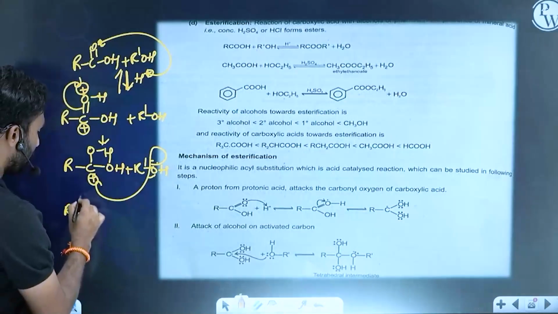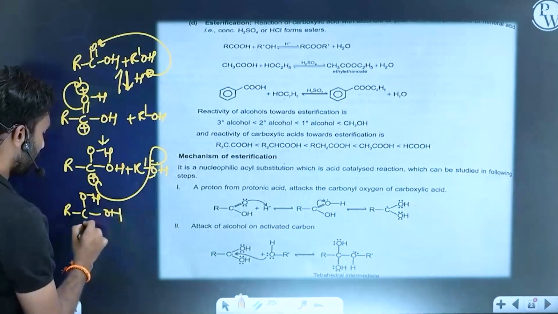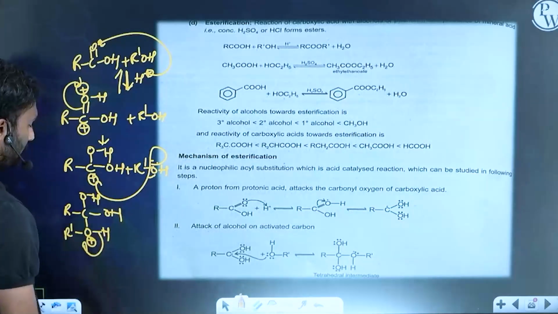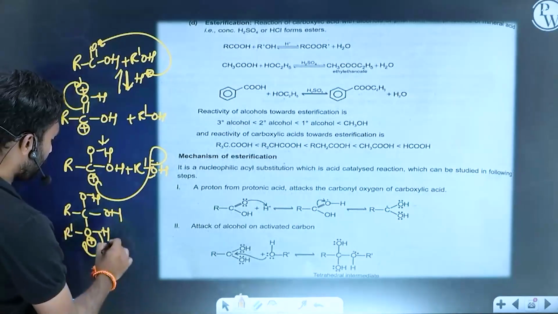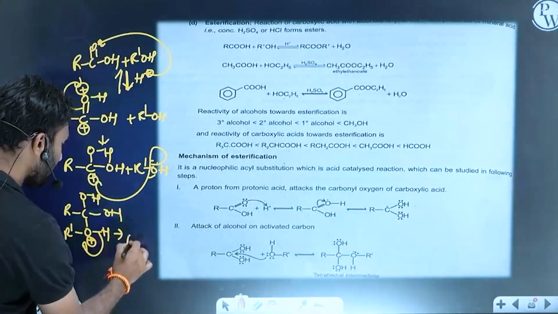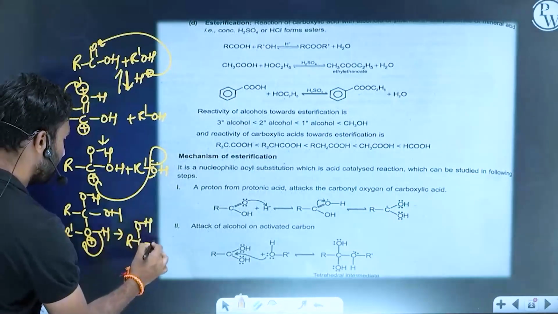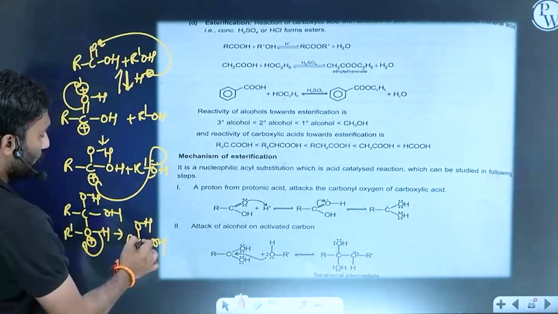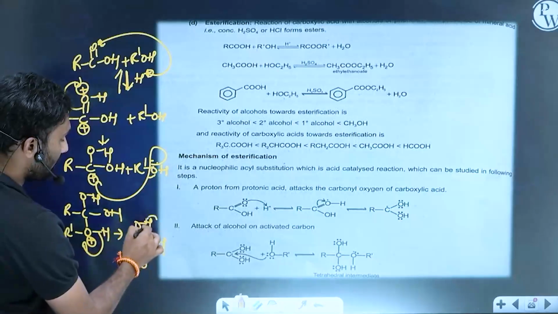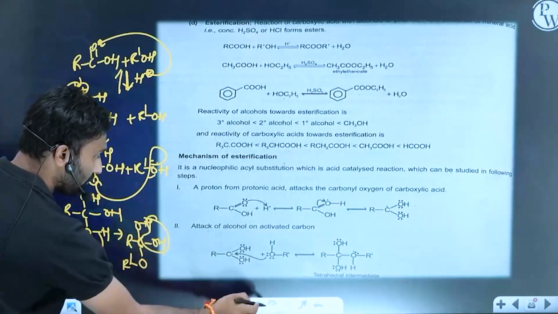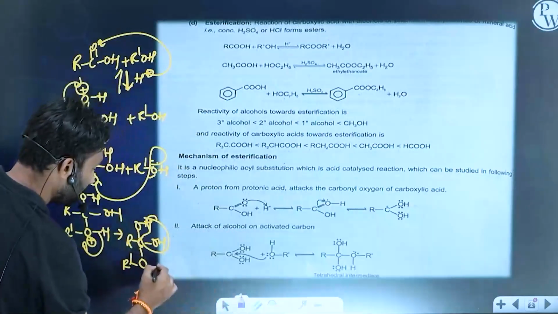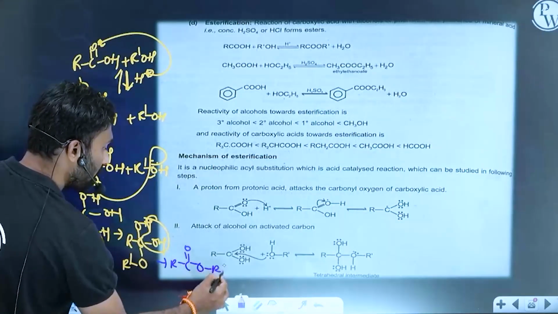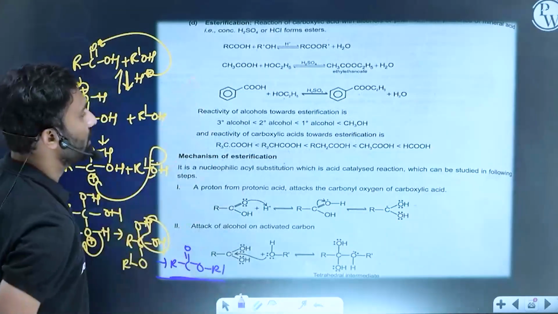Now here C with OH, and here the OH, with positive charge on the oxygen, and R dash. To stabilize this, the hydrogen gives its bond pair of electrons, and we get R C with OH, OH, and OR dash. Two hydroxy groups on one carbon are not stable, so the elimination of a water molecule takes place and we get R C double bond O, OR dash. This is the esterification reaction.